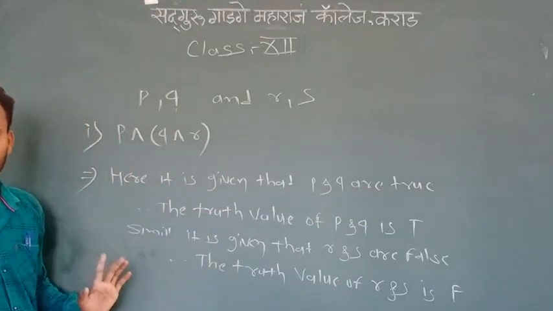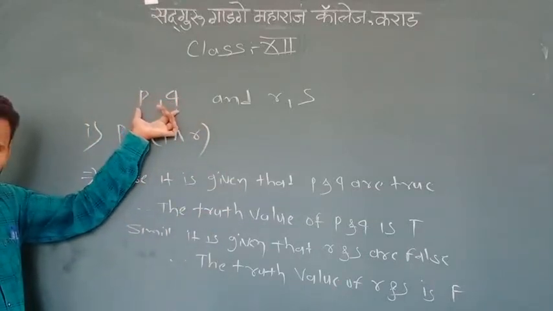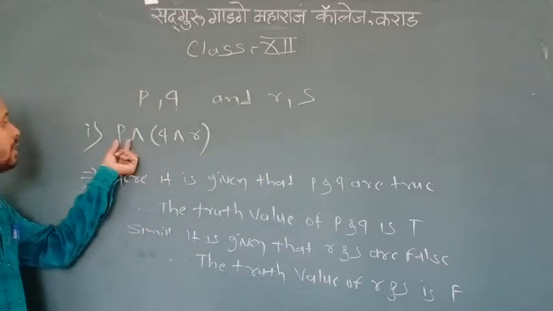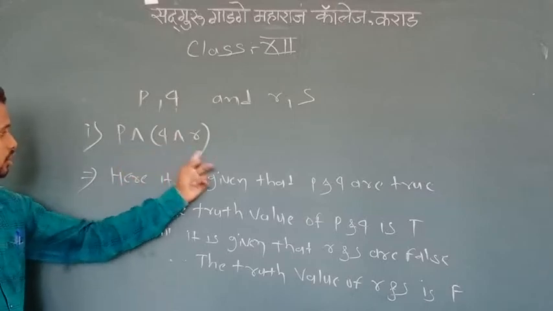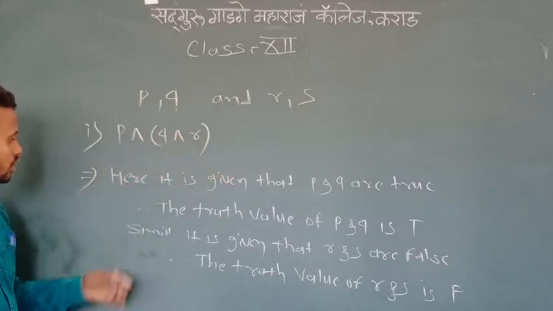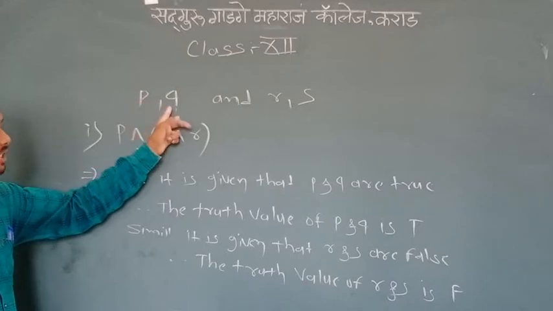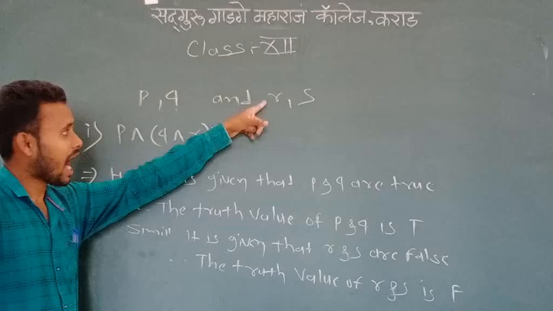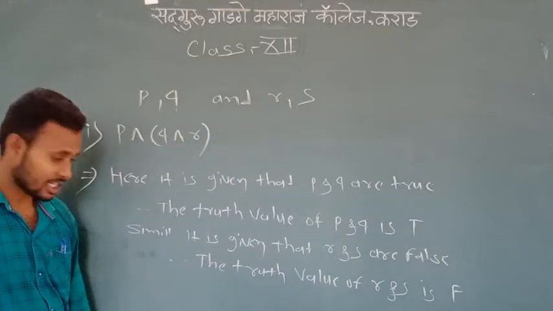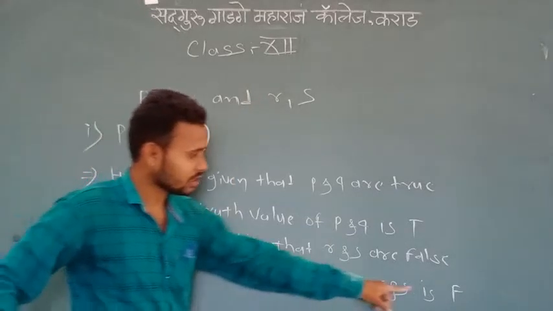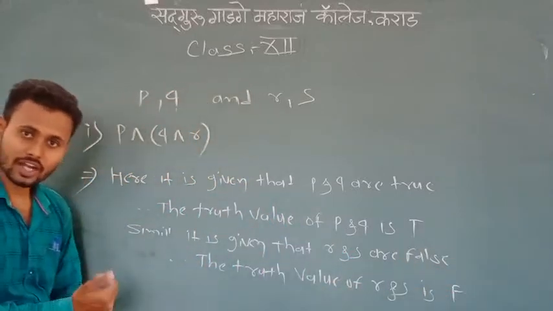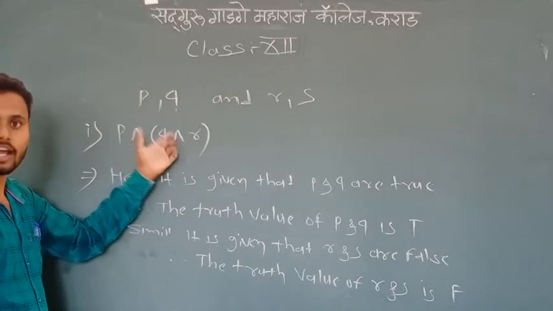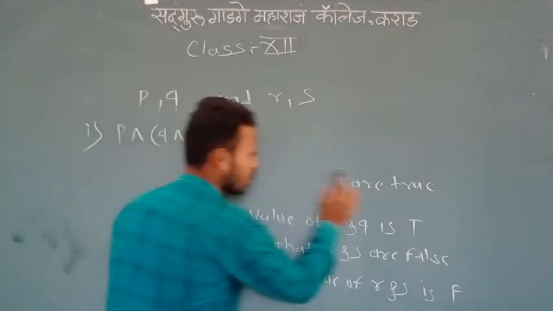Right. What was the question? If p and q are true statements and r and s are false statements, then find the truth value of p meet q meet r. In the solution, it is given that p and q are true statements, therefore their truth value is T. Similarly, r and s are false statements, therefore their truth value is F. Now, next line, we have to find the truth value of that. Therefore we will consider these and we can write this. Clear?